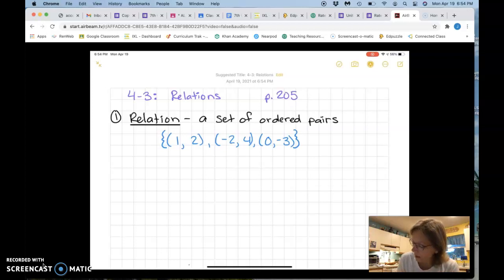Okay, there is a table. We can show it on a graph, and we can show it on a mapping.